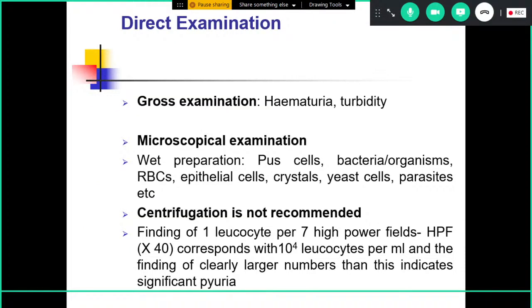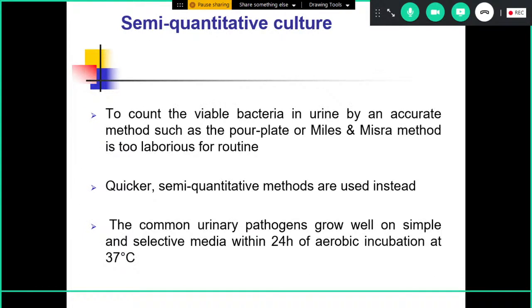So after the macroscopic examination, one needs microscopic examination, and one needs to culture. If you want the exact count, then there are methods such as pour plate or Miles and Misra. But they are so laborious, and imagine if we are getting 150 samples of urine per day. It is not possible to do it. So we use a simpler, quicker method, which is the semi-quantitative method using a calibrated loop.